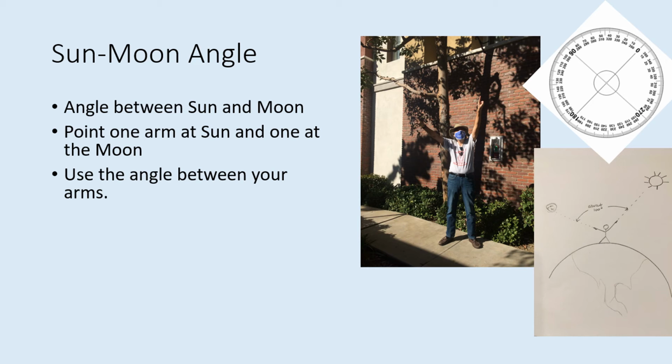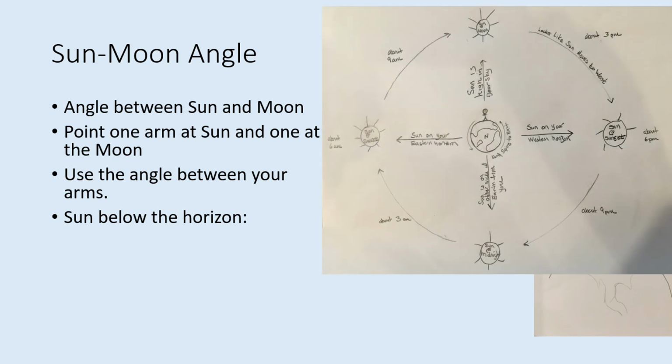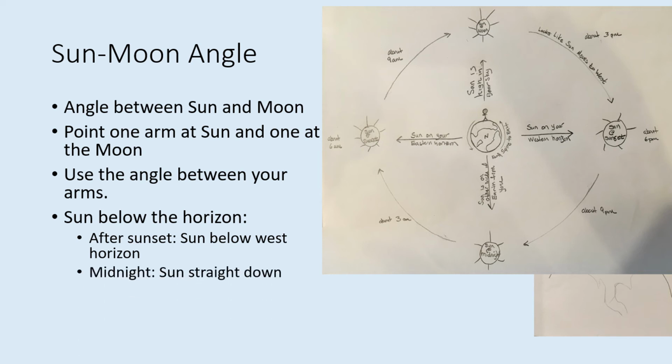This gets more complicated if the sun is below the horizon. In that case, you have to estimate where the sun is based on the time of night. Remember that the sun sets in the west, so if it's just a little after sunset, then the sun will be just below the western horizon.